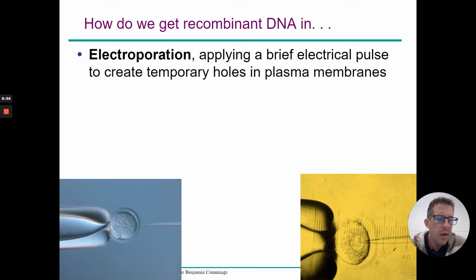So how do we get that DNA in there? How do we get that plasmid in there? We can do something called electroporation.